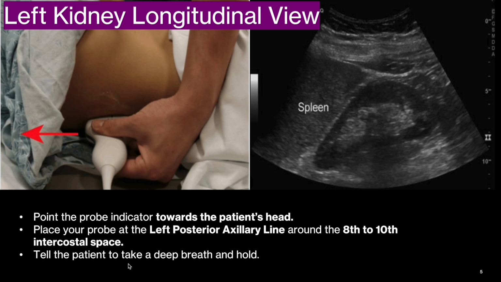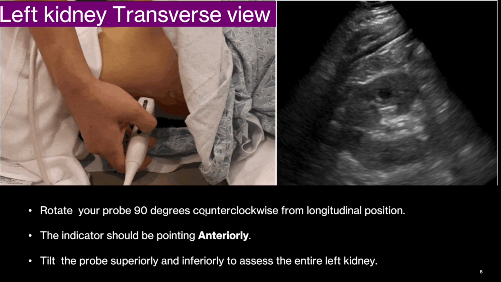If we tell the patient to take a deep breath and hold, we can better visualize the kidney. If we rotate the probe 90 degrees counterclockwise from the longitudinal position, then we see this type of image. The image will be almost similar to what we see on the right side. So this is the transverse view of the left kidney.